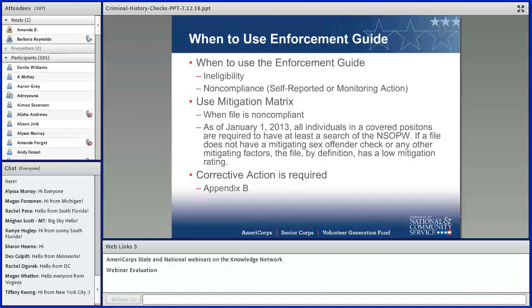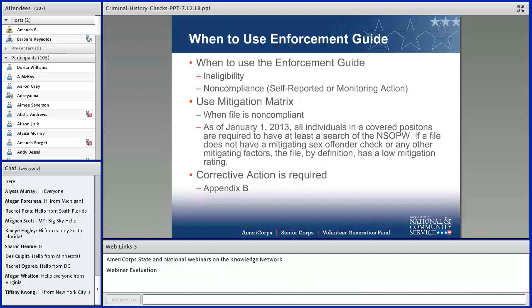So use a mitigation matrix and the file is not compliant. And I also just want to point something out that I think sometimes gets forgotten about. But as of January 1st, 2013, all individuals in covered positions are required to at least have a search of the NSOPW. So if you come across a file that does not have the NSOPW or a mitigating sex offender check or other mitigating factors, then it will have a low mitigation rating.